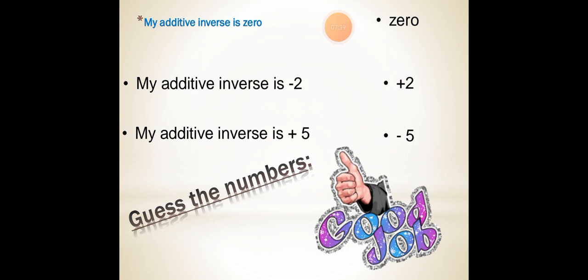Now additive inverse. The additive inverse of 0 is the number itself, so 0 does not have any other additive inverse. The additive inverse of minus 2 is plus 2. The additive inverse of plus 5 is minus 5. So additive inverse means that if a number is positive, the inverse is negative, and if it is negative, the inverse is positive.